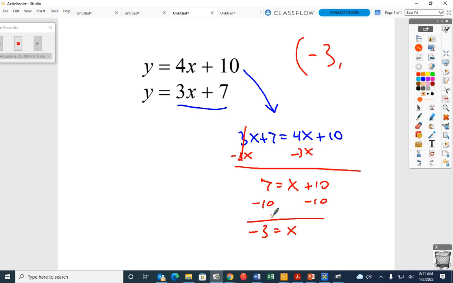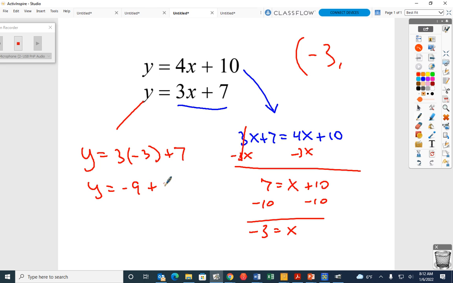It doesn't really matter because these are both kind of about the same. So I'm going to let Brock choose which one we're going to do. Top one or bottom one? Bottom. Bottom, okay. So we're going to replace this x with a what? Negative 3.